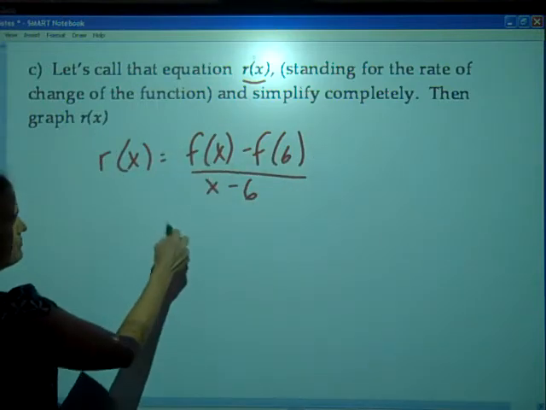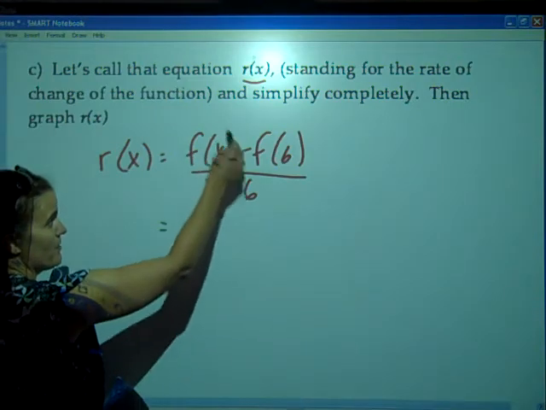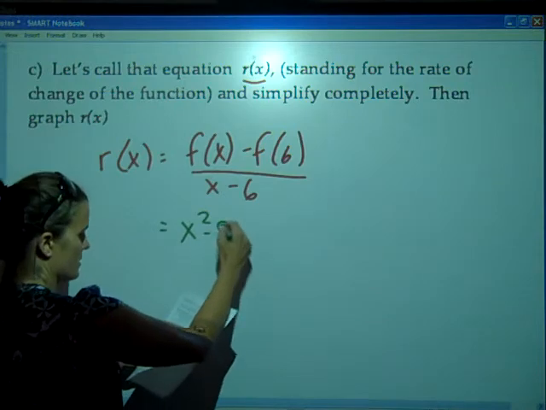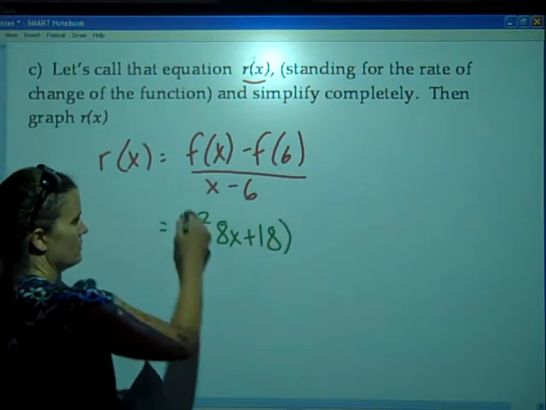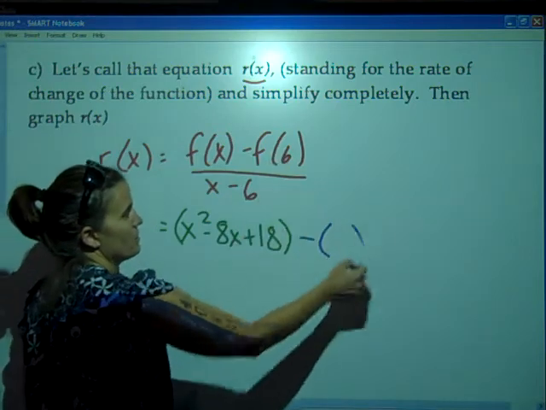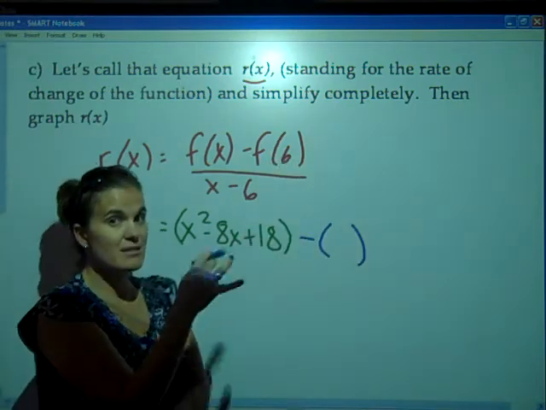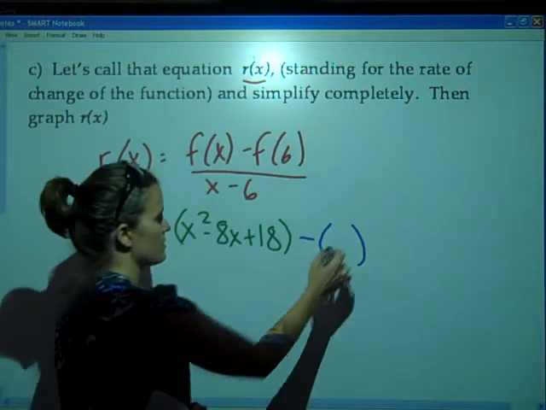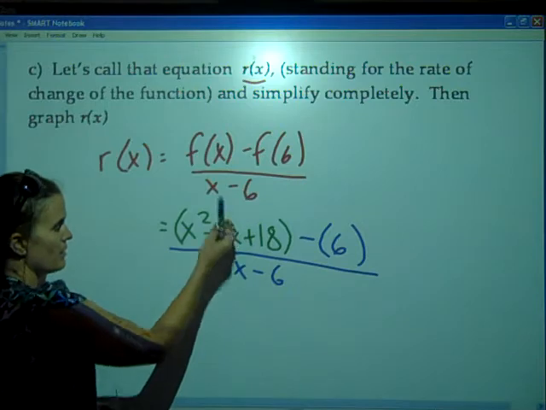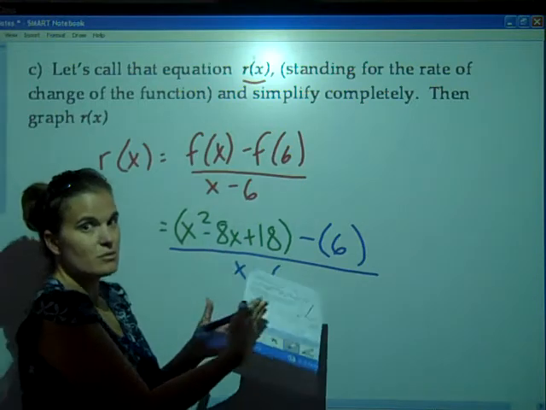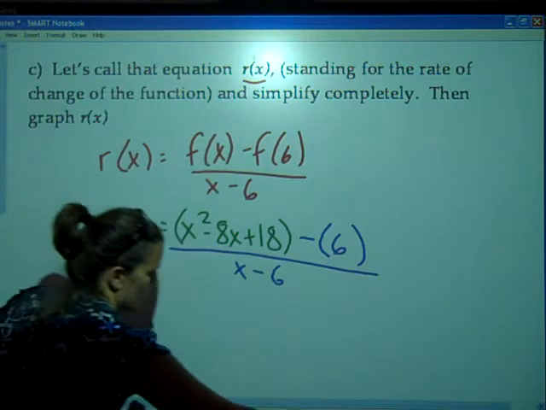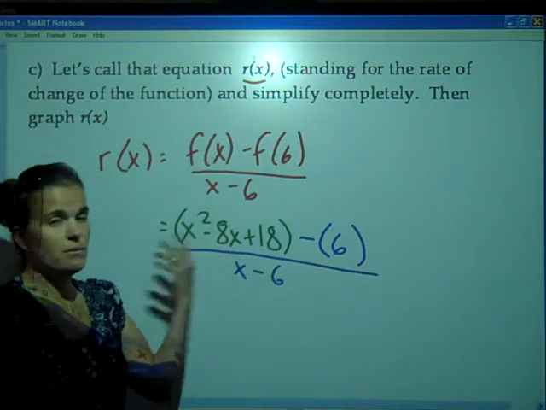Okay. So r of x, we're going to replace what f of x is right here. So f of x was that trinomial, x squared minus 8x plus 18. Minus f of 6. We're going to plug in what we got when we plugged 6 into the original distance function, which was 6. All over x minus 6. Notice the x's don't get replaced. We're moving from 6 to some given x value, so x is the other input. Then this should feel a lot like what we've already been doing.